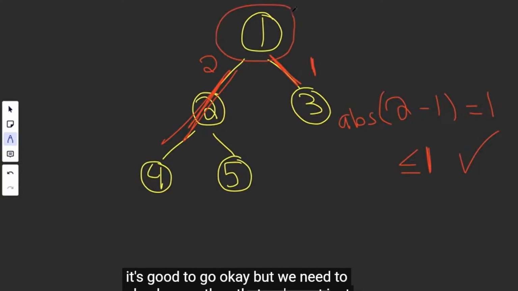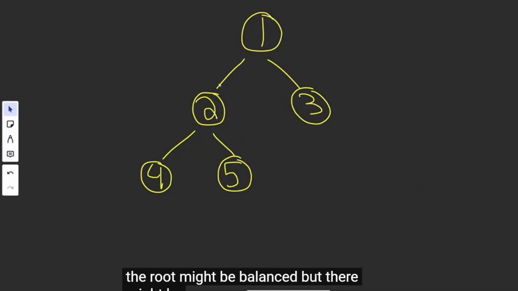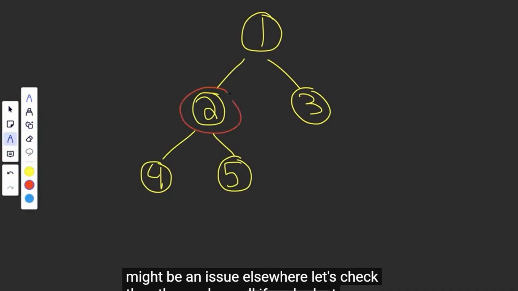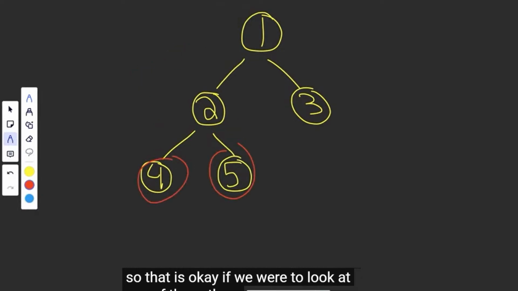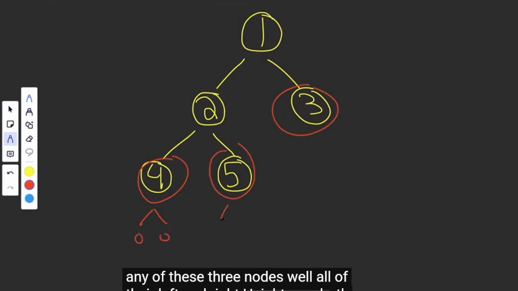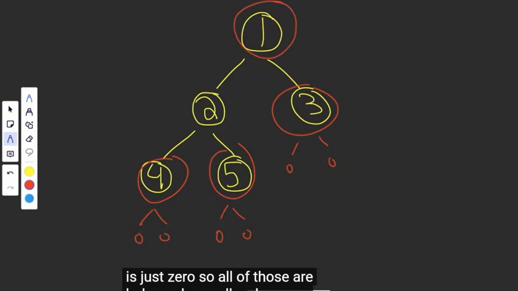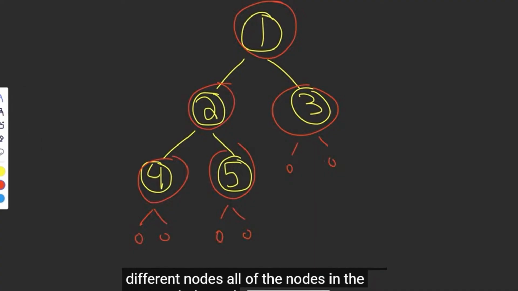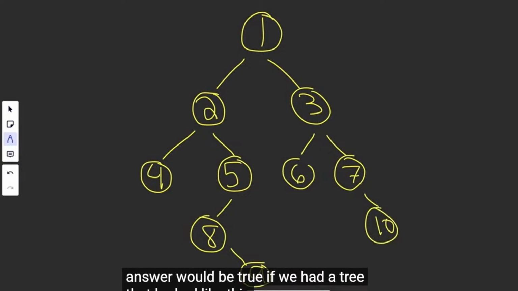We're not just talking about the root here. We need to make sure it's balanced everywhere. So the root might be balanced, but there might be an issue elsewhere. Let's check the other nodes. If we look at this node, its left height is 1, its right height is also 1. The difference between those is just 0, and that is also less than or equal to 1, so that is okay. If we were to look at any of these three nodes, all of their left and right heights are both 0. The difference between 0 and 0 is just 0, so all of those are balanced as well. So because all of the nodes in the tree are balanced, the whole answer would be true.